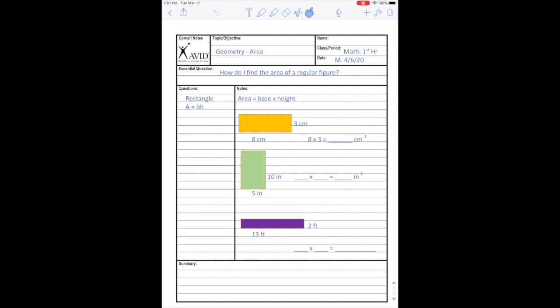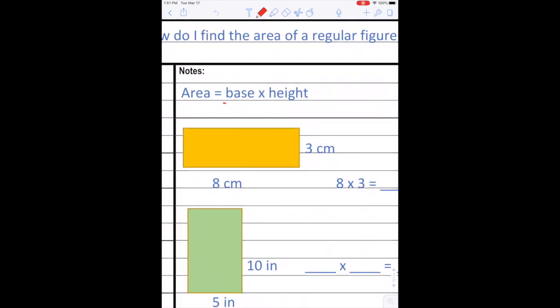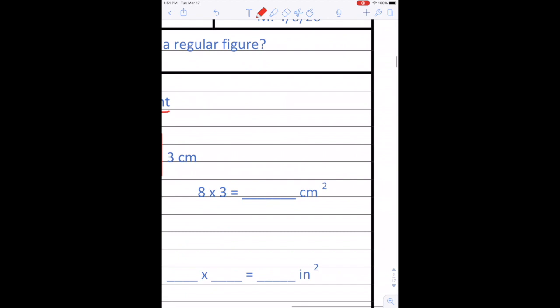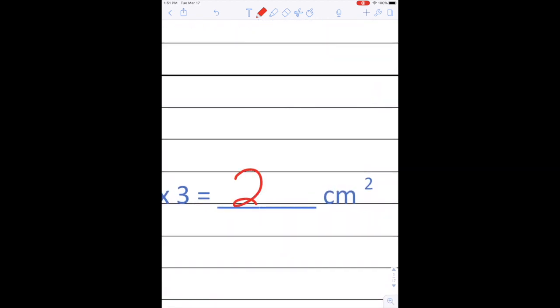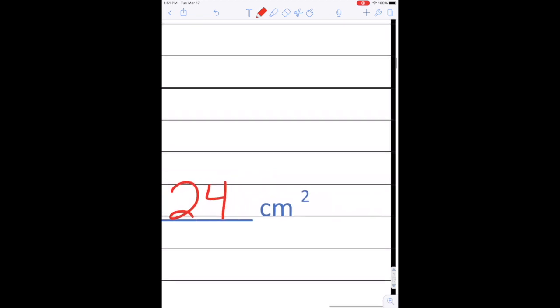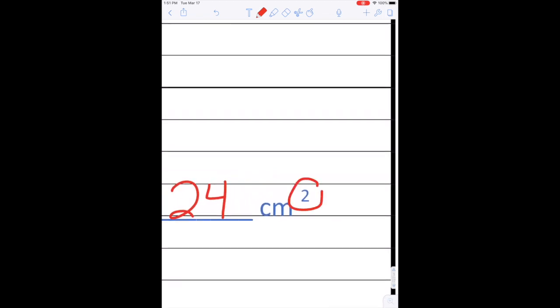So some information that is missing. When we look at area, that is the base times the height. So anytime we look at area for a rectangle, it's going to be base times height. So in this shape, the base is 8 centimeters and the height is 3 centimeters. So in order to find the area, I'd say 8 times 3, and that gives me an answer of 24. And whenever we do area, we do centimeters squared, or whatever unit of measurement squared.